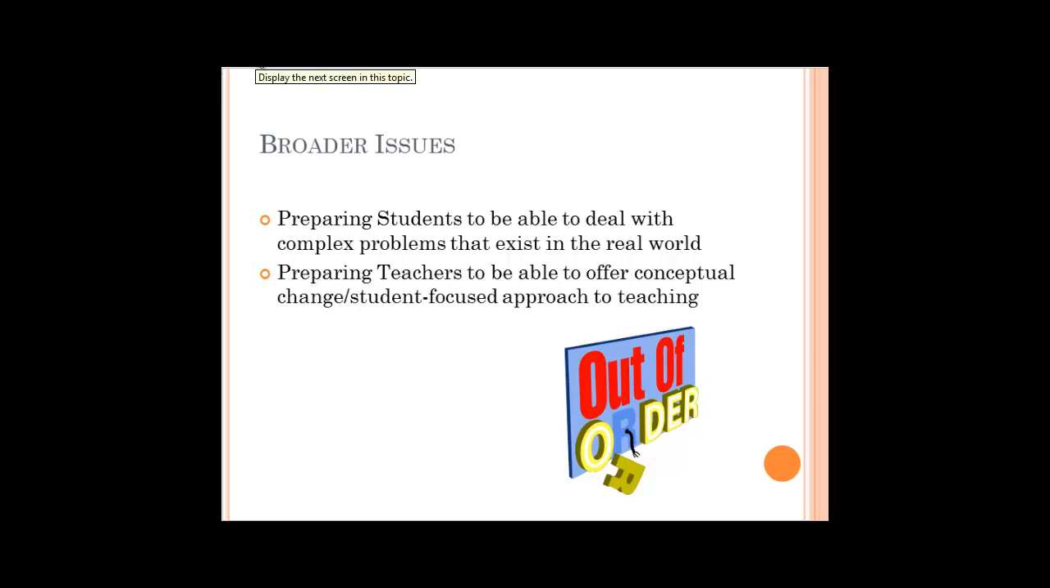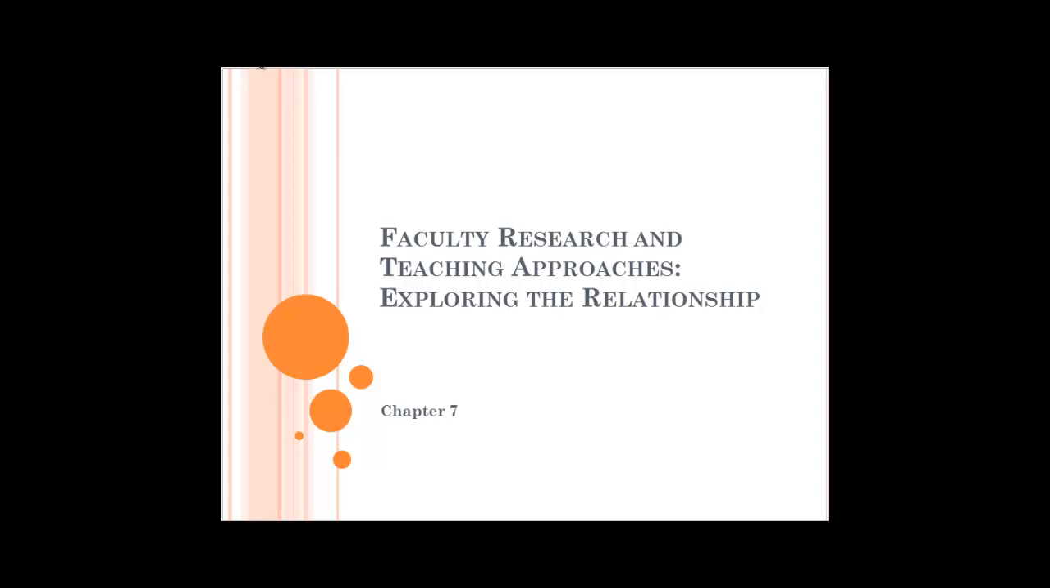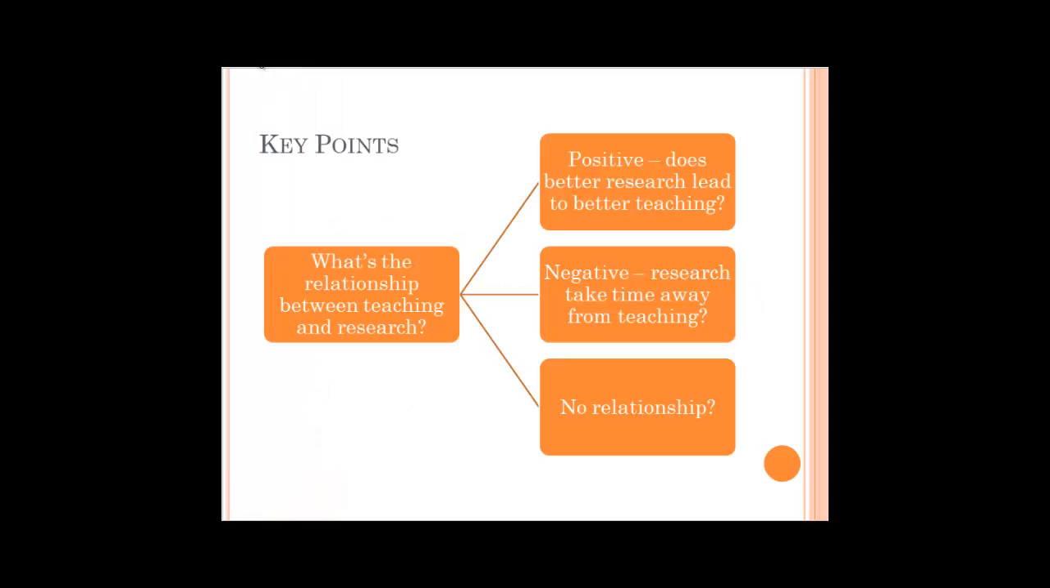Let's do it. Okay, so moving on to Chapter 7. This chapter looked at the relationship between faculty research and teaching approaches. And so the question is, what's the relationship? Is there even one? Prosser in this article notes that some people think it's a positive relationship. Some people think maybe there's no relationship. And then he doesn't specifically identify this, but it's come up in our class before: is there potentially a negative relationship? Does research take time away from teaching?